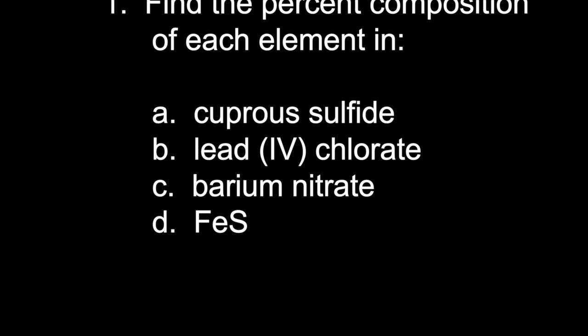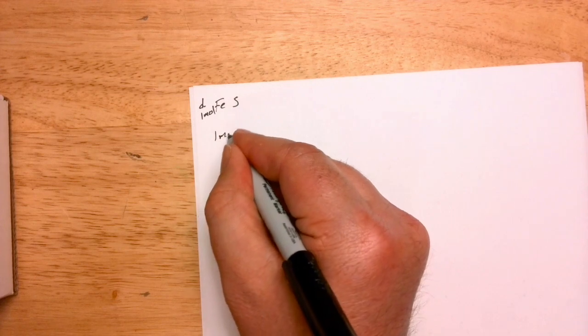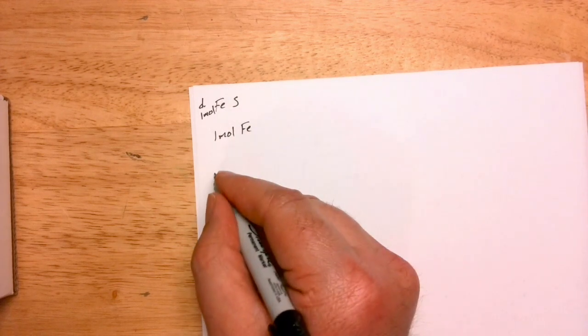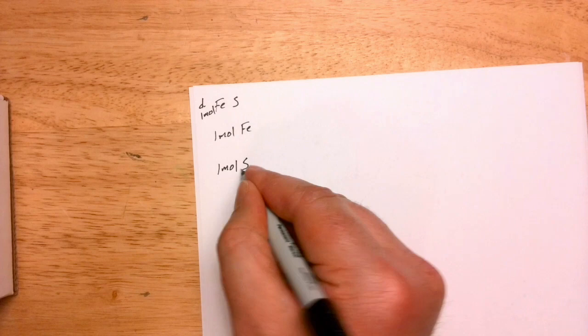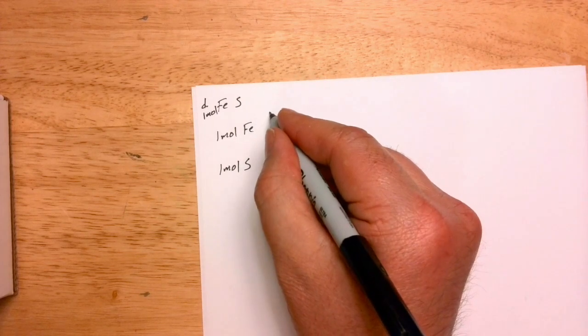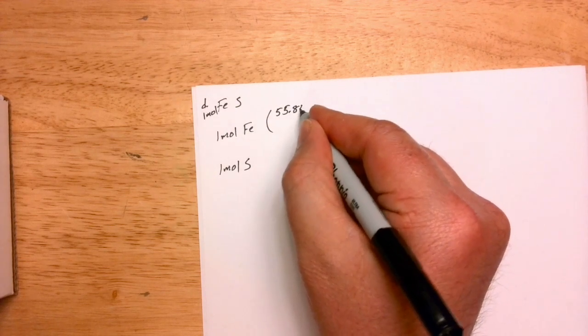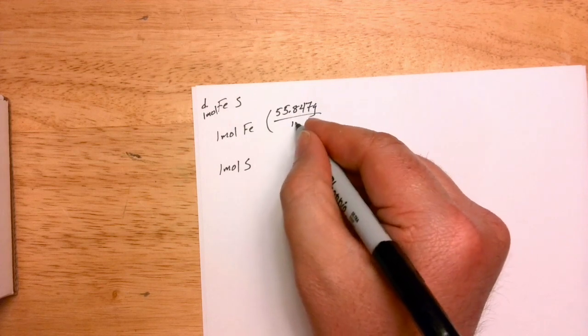All right, let's move on to the next one. Part D, FeS, which is going to be ferrous sulfide or iron(II) sulfide. So you assume you have 1 mole of ferrous sulfide, which means you're going to have 1 mole of iron and 1 mole of sulfur. So you have to look at the formula weight for each one of those. So iron, 1 mole of iron is 55.847 grams for every 1 mole.